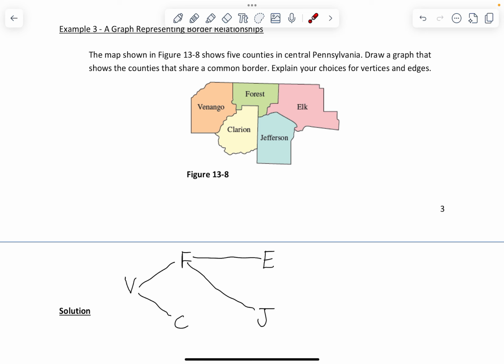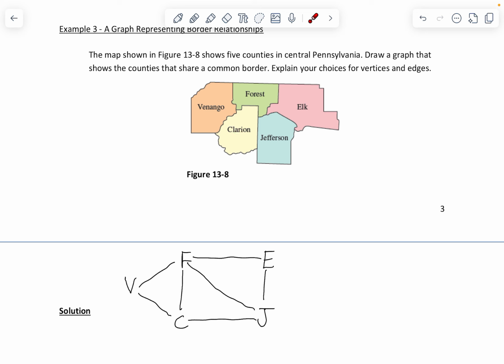Elk County shares a border with Forest County. We've already drawn that one in. And Jefferson County. Draw that one in. Jefferson County shares a border with Elk County and Forest County. We've already sketched those edges in, but then also Clarion County. So we'll sketch that in. And then Clarion County shares a border with Jefferson County. We have that edge drawn in. And Forest County, we need to draw that one in.